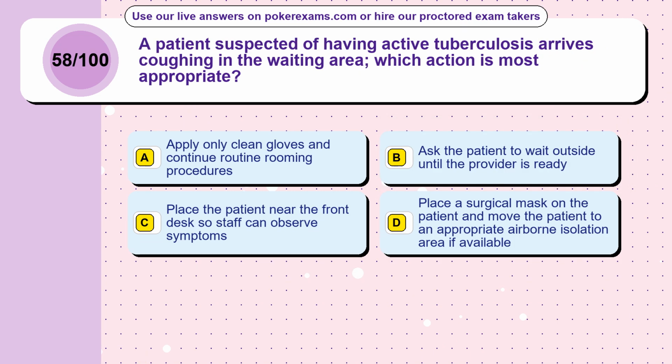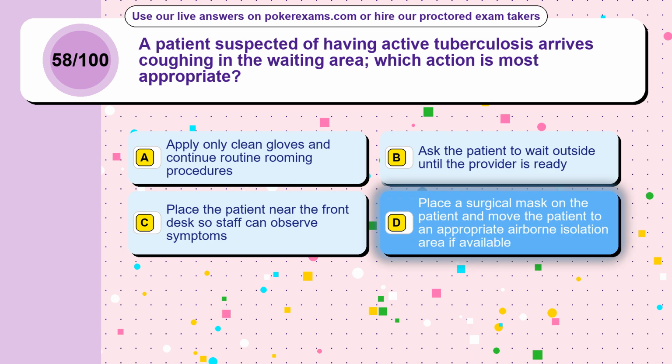Question 58. A patient suspected of having active tuberculosis arrives coughing in the waiting area. Which action is most appropriate? Option A. Apply only clean gloves and continue routine rooming procedures. Option B. Ask the patient to wait outside until the provider is ready. Option C. Place the patient near the front desk so staff can observe symptoms. Option D. Place a surgical mask on the patient and move the patient to an appropriate airborne isolation area if available. The correct answer is option D.